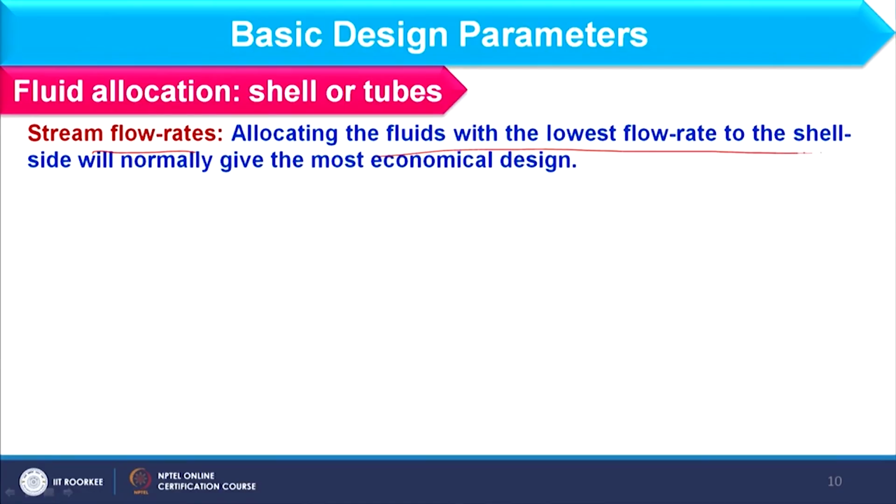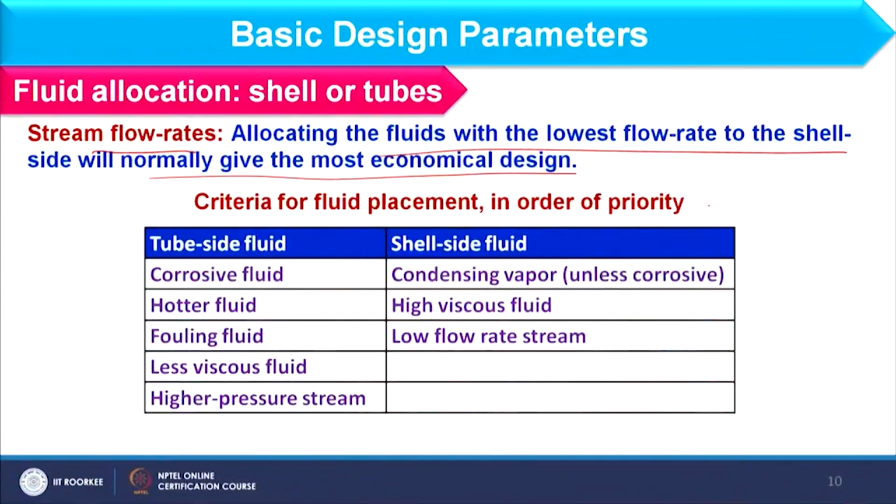Okay. And the next point we have is about the stream flow rates. Allocating the fluid with the lower flow rate to the shell side will normally give a more economical design. A lower flow rate in the shell side still gives turbulence, and it will give a better heat transfer coefficient. So, the lesser stream flow rate should be allocated to the shell side. Based on this discussion, we have this order of priority to allocate the fluid.